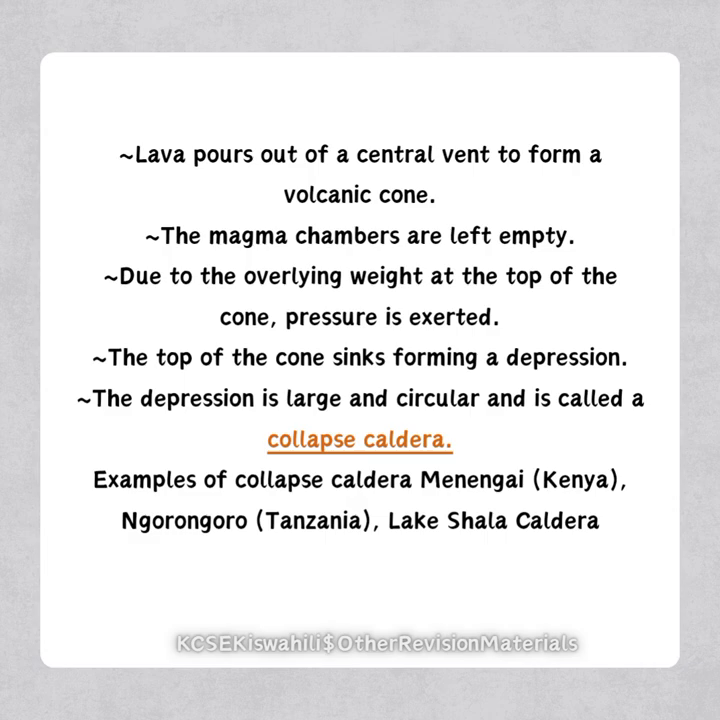Lava pours out of a central vent to form a volcanic cone. The magma chambers below are left empty. Due to the overlying weight at the top of the cone, pressure is exerted. The top of the cone then sinks, forming a depression. The depression is large and circular and is called a collapse caldera. Examples of collapse calderas are Menengai in Kenya, Ngorongoro in Tanzania, and Lake Chala caldera.